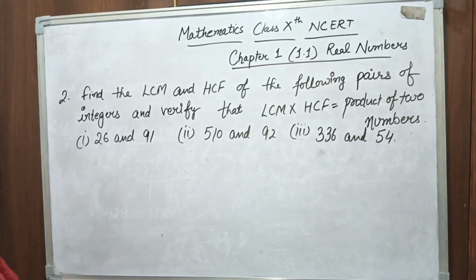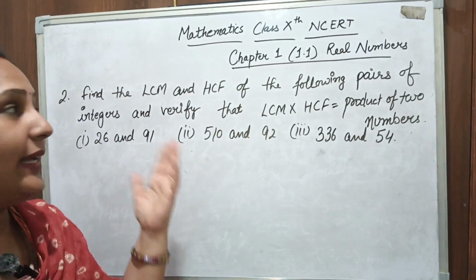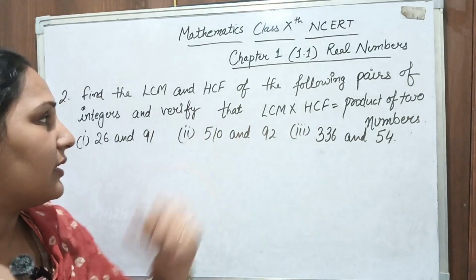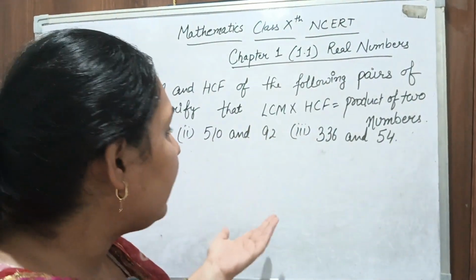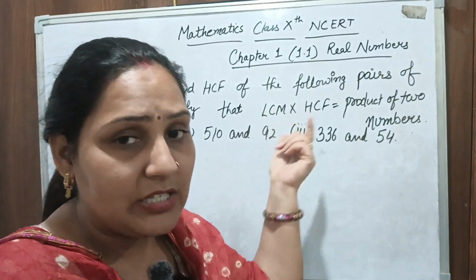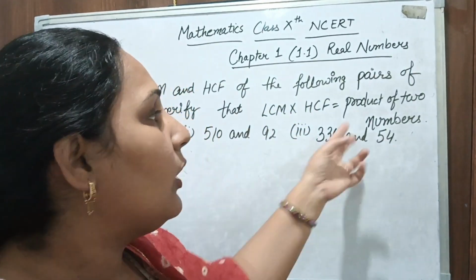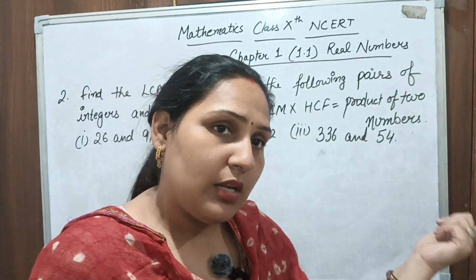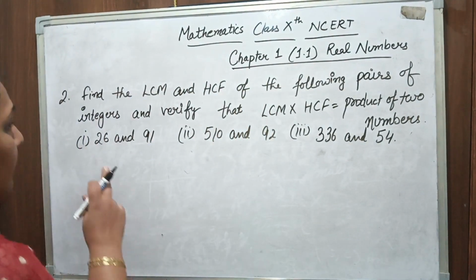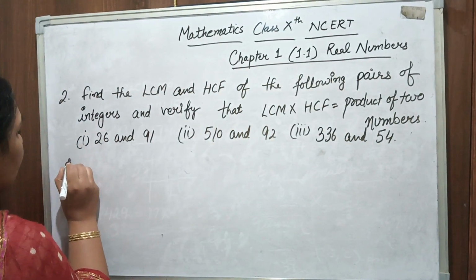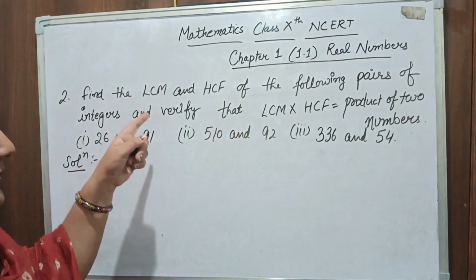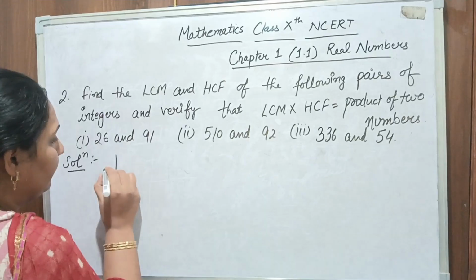In question number 2, we have to find out the LCM and HCF of the given pair of numbers, and we have to verify by using the formula that the product of LCM and HCF must be equal to the product of the given two numbers. Firstly, we have the two numbers 26 and 91. We have to find their LCM and HCF.